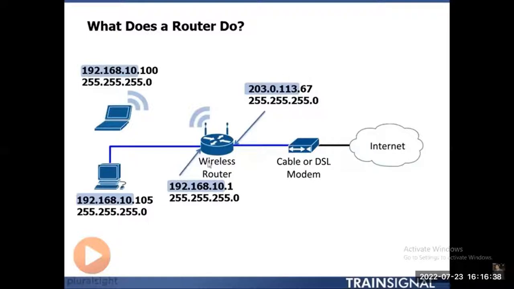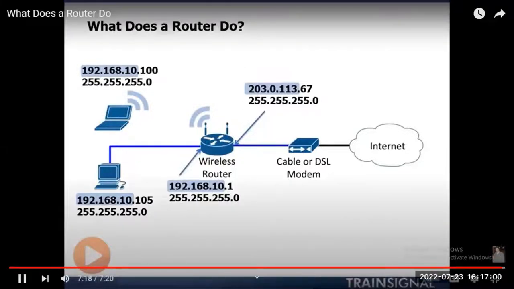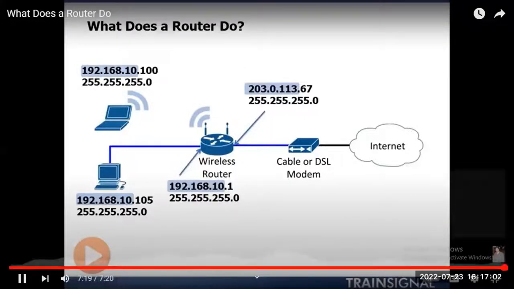So in my drawing here, 192.168.10 is the network portion of my address on the inside of my network. 203.0.113 is the network portion on the outside of my network. So what the router is doing here is allowing my traffic on the inside to get routed out to the public internet so we can pass traffic across it.